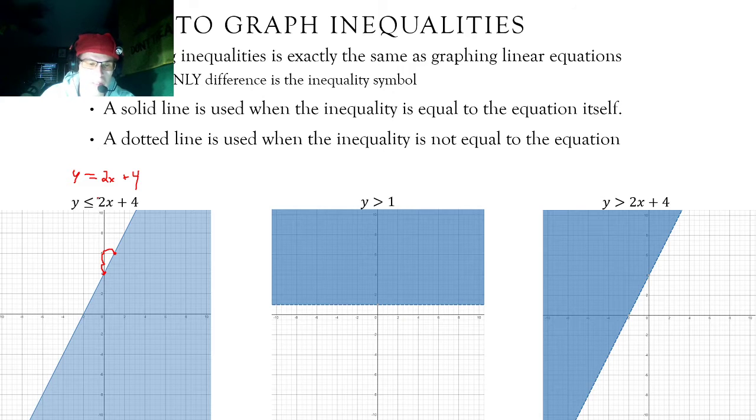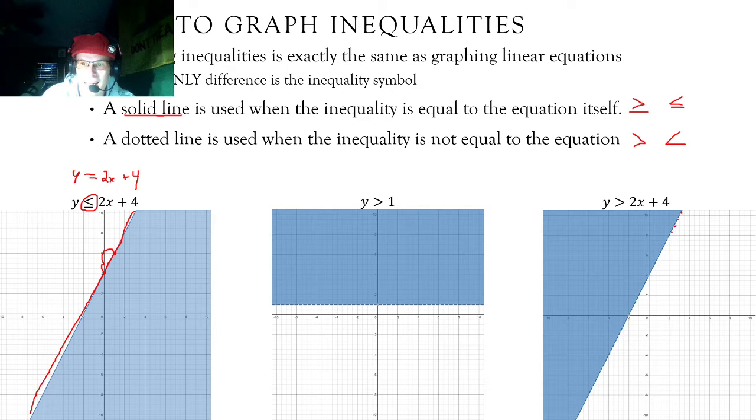The only difference with these now is once you graph the line, you have to figure out what to do with the inequality symbol, okay? So here's the thing to note. A solid line is used when the inequality is equal to the equation itself. What do I mean by that? I mean that if you have a greater than or equal to or a less than or equal to, when you draw your line, it's going to be a solid line. Alright? However, if you have just greater than or less than, you're going to draw a dotted line.